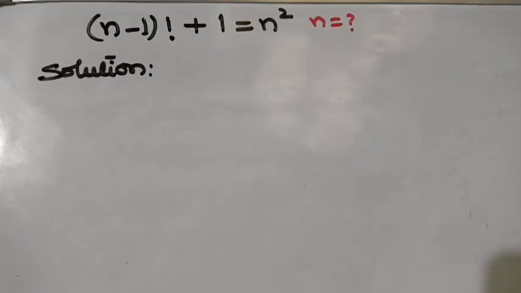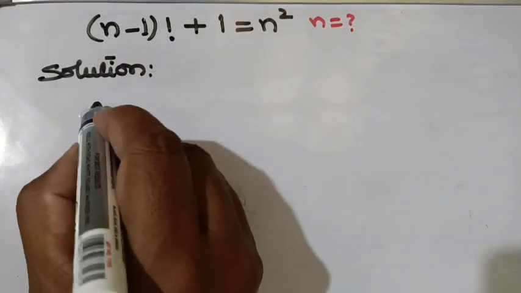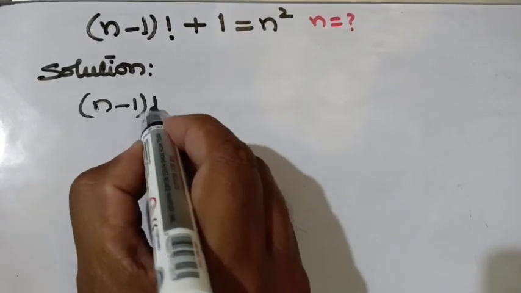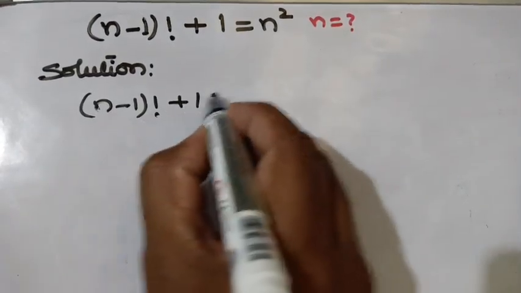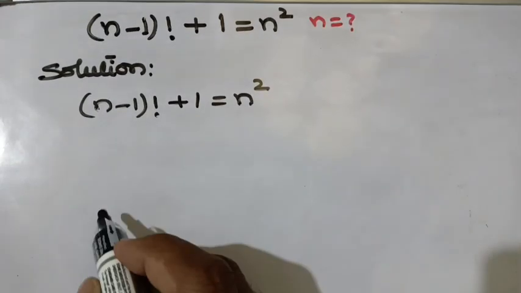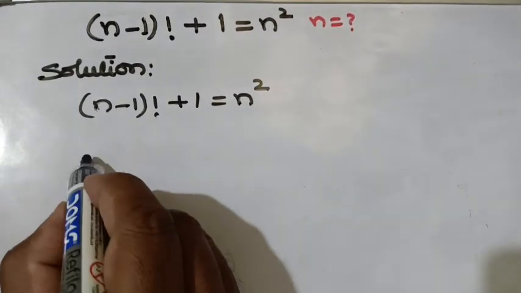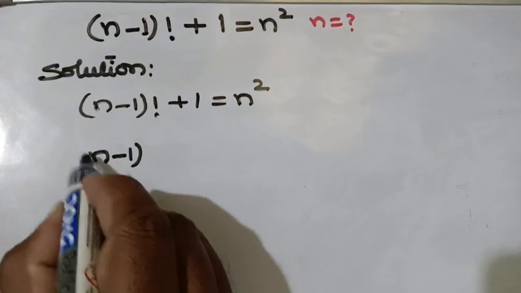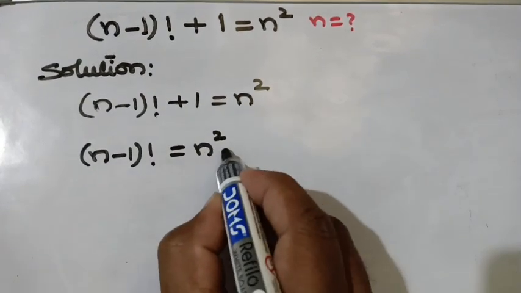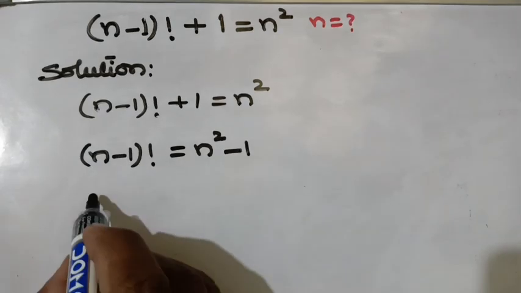Today we are going to solve an interesting factorial problem. (n − 1)! + 1 = n². To solve this problem, I write (n − 1)! = n² − 1.